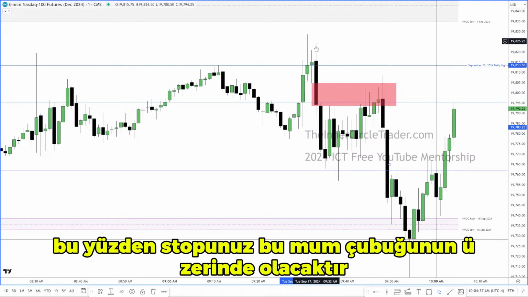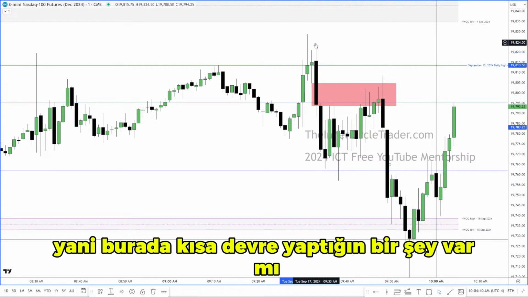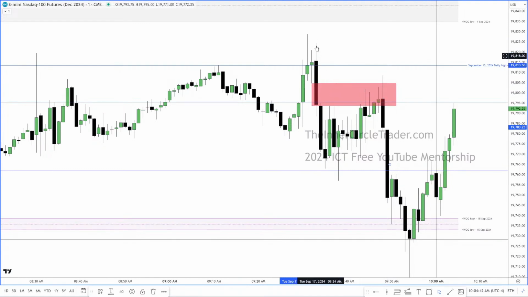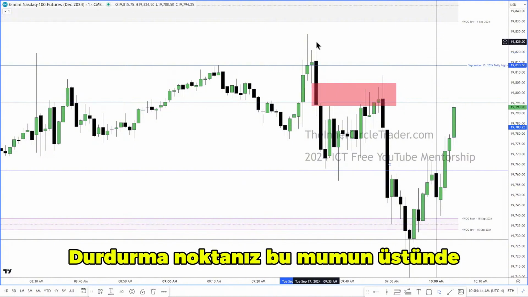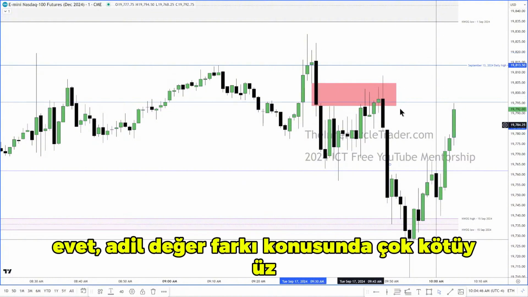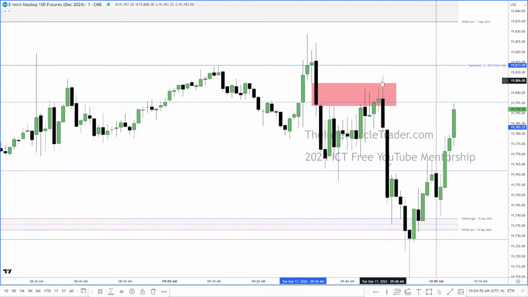So your stop would be above this candlestick here. So anything you're shorting in here, you're stopped above this candle. So yeah, we wicked above the fair value gap, but that doesn't do anything to upset the trade.